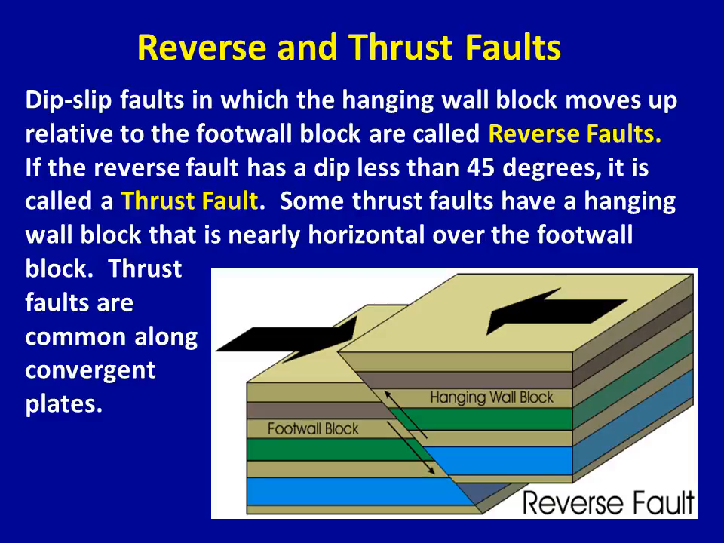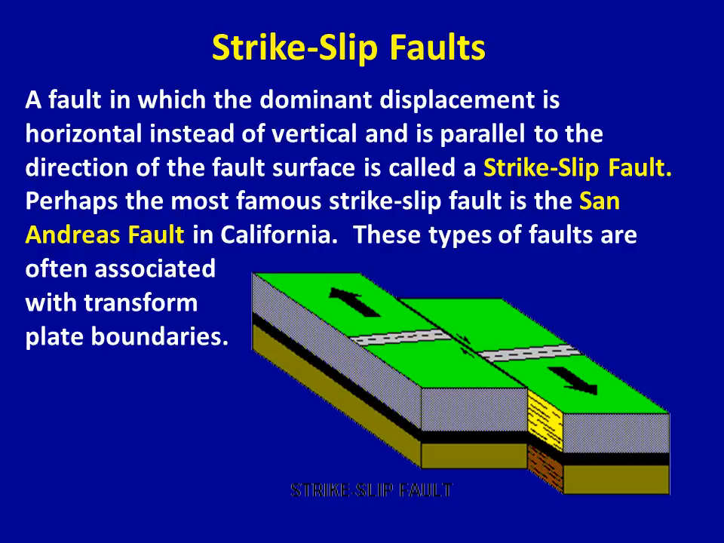A good local example for me of a thrust fault is the area in the western Smoky Mountains around Cades Cove. You have some old thrust faults, and because of that you have some older strata that's overlying younger strata, which is the opposite of what is normal. Now, another important type of fault is called a strike-slip fault. And this is a fault in which the dominant displacement is not vertical along the fault line, but it's horizontal.